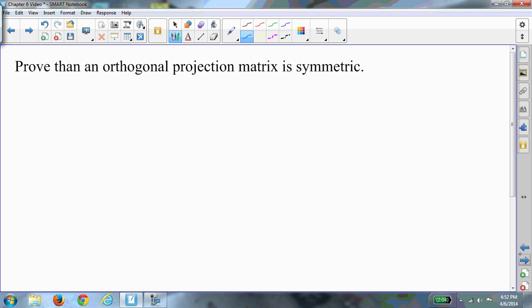The last section we had, do a proof before I forget. Alright, so we're going to prove an orthogonal projection matrix is symmetric. And I kind of wanted to use this just to remind you what an orthogonal projection matrix is. We have our normal equations.